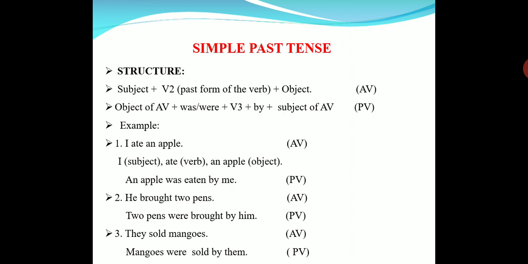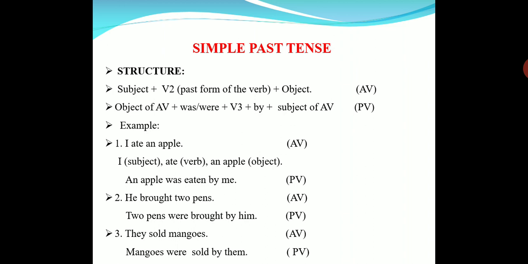Let us see one more example. They sold mangoes. What is the subject? They. Verb sold. Object mangoes. Object becomes subject mangoes. What is the be form we have to add? Mangoes is plural, so we add were. Sold. V3 we have to add. Sell, sold, sold. V2, V3 are same. So mangoes were sold. We add by. They becomes them in the place of object. Mangoes were sold by them is the full sentence. Understood?